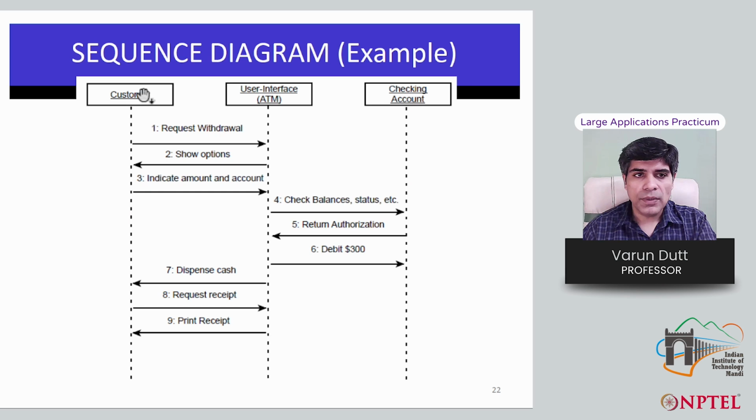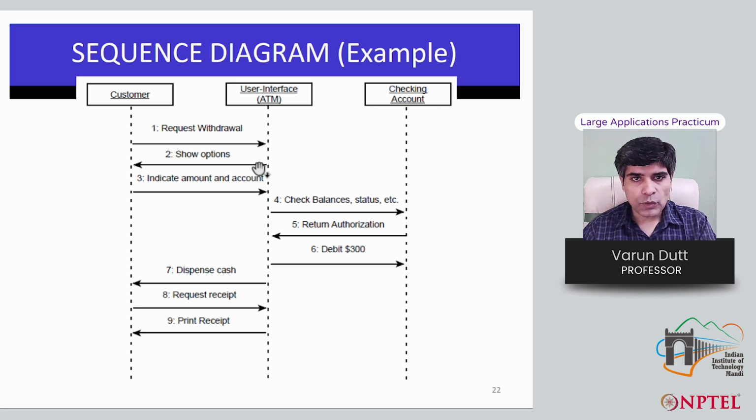So let's take an example. Here is a sequence diagram between customer, user interface, and checking account. This is the same ATM example. As you can see, these are the three objects: customer of the customer class, user interface for the ATM class, and checking account for the checking account class. The first step is the customer requesting withdrawal from the ATM class object.